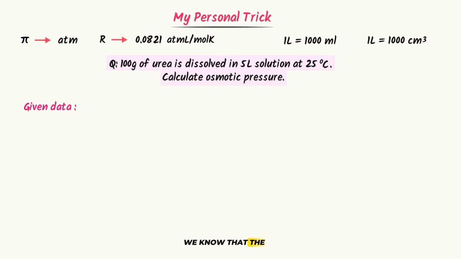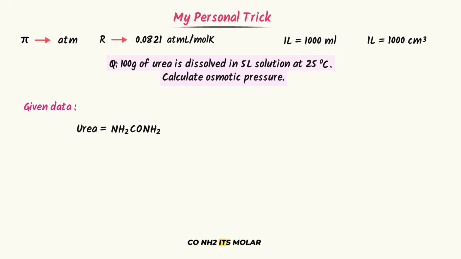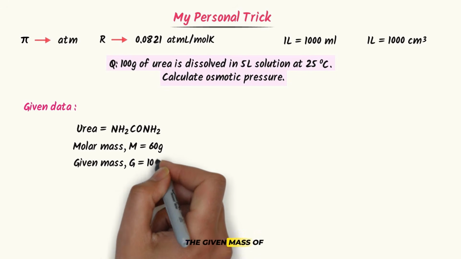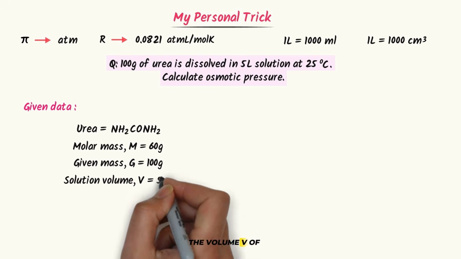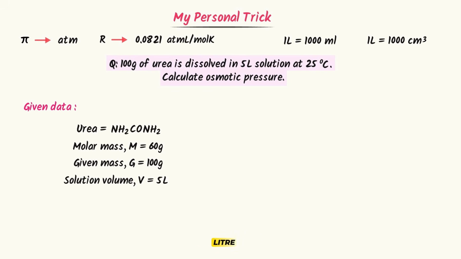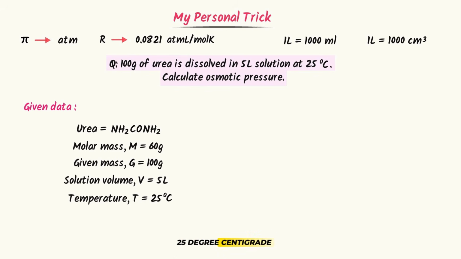We know that the solute is urea. The formula of urea is NH2CONH2. Its molar mass M is equal to 60 gram. The given mass of urea G is 100 gram. The volume V of the solution is 5 liter. The temperature T is 25 degrees centigrade. I convert it to Kelvin.